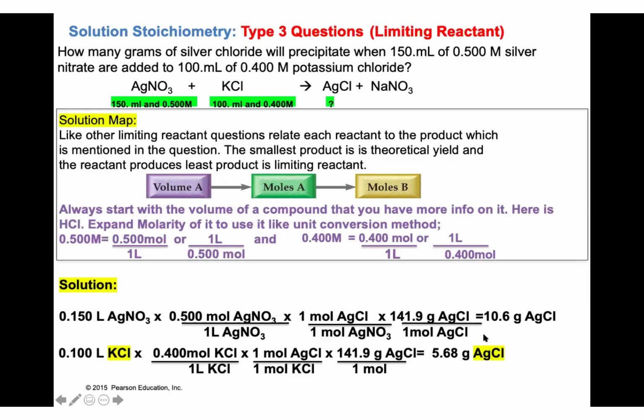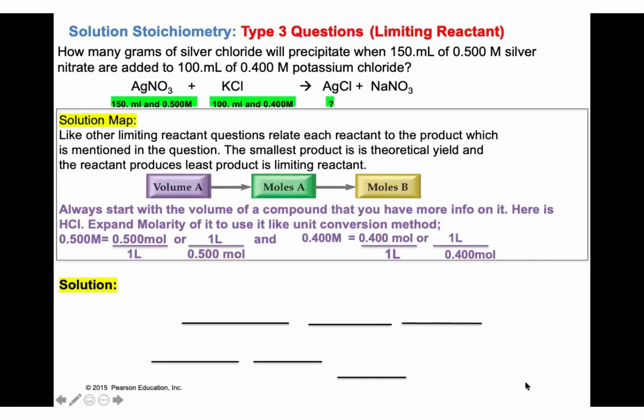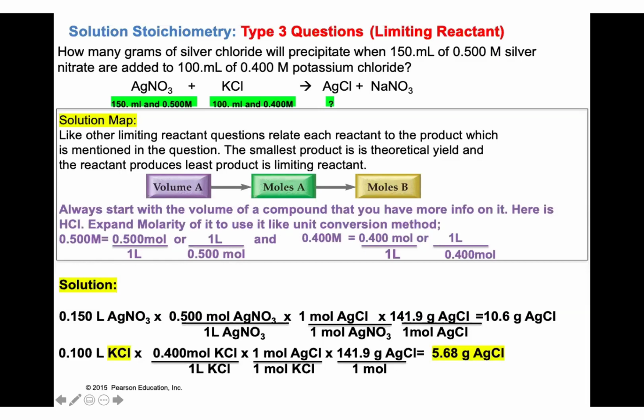Of course 5.68 gram is my limiting reactant. Of course 5.68 gram of AgCl is my theoretical yield. Of course, guys, 5.68 gram of HCl is my theoretical yield and KCl is my limiting reactant. Why, guys? Because it's producing the smallest amount of product.